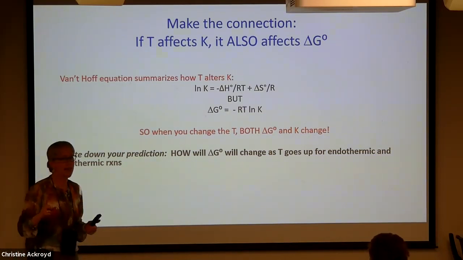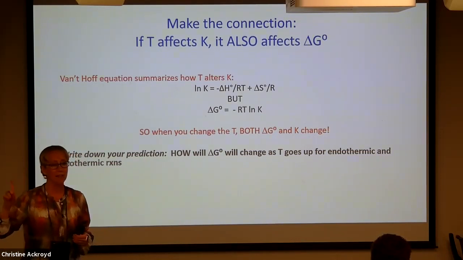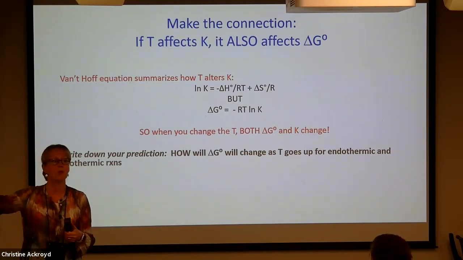For an exothermic reaction, temperature goes up, K goes down, so what happens to delta G naught? It becomes less negative, more positive.